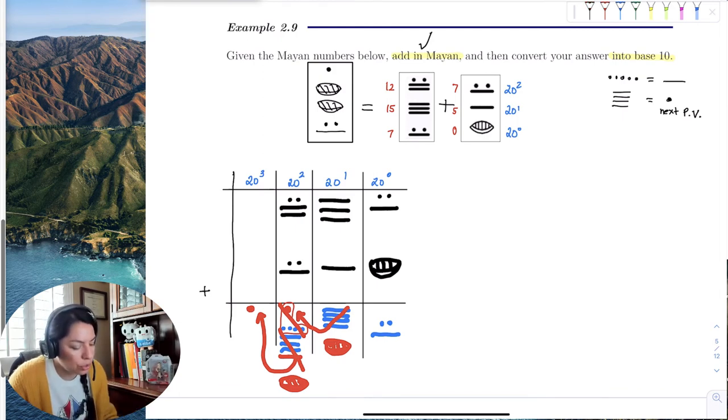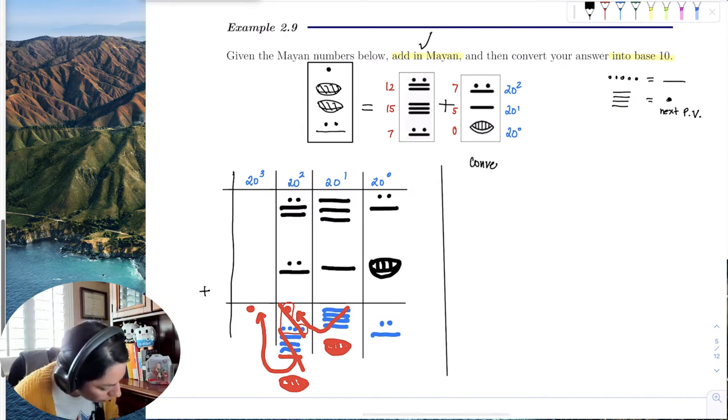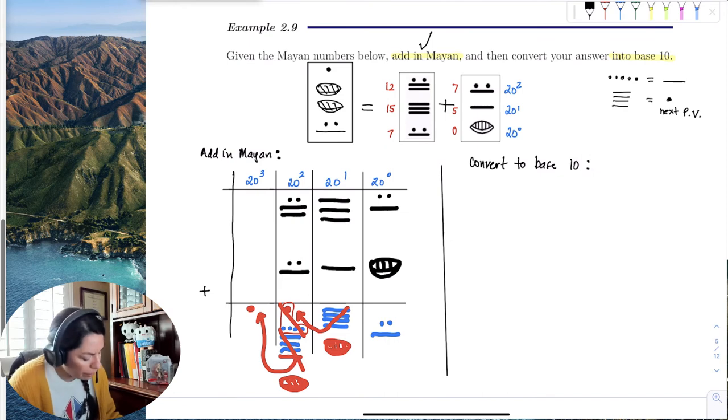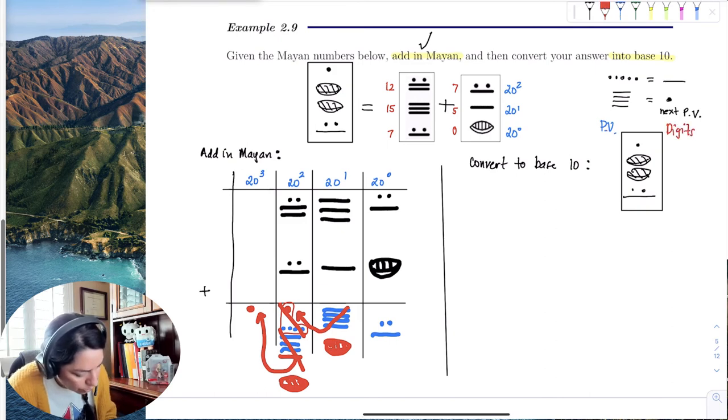Now, the next part is to convert this to base 10. So now let's take this and do the conversion. So let me draw this line here. And now we're going to convert to base 10. Here we're just adding in Mayan, right? We're doing that first part. So to convert to base 10, let me put the digit, the number here, with 2 shells. We do know here's place value and here's digits. We do know this is 7001, and those place values are the 1s, the 20s, the 400s, and the 8000s.